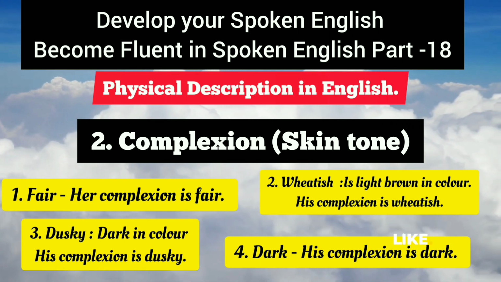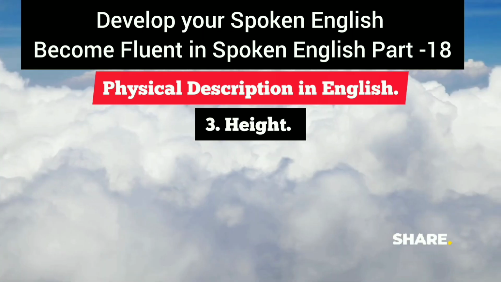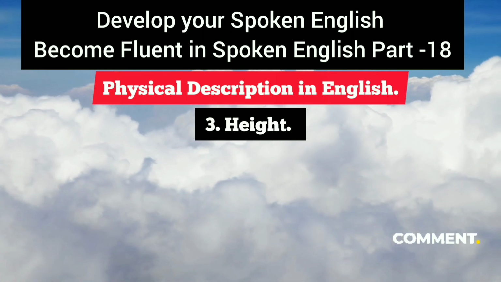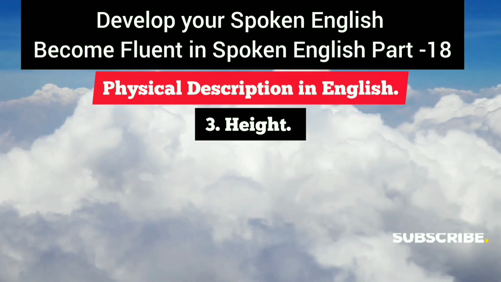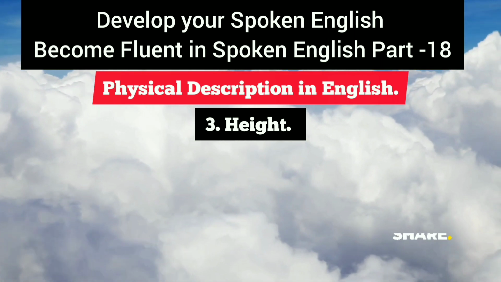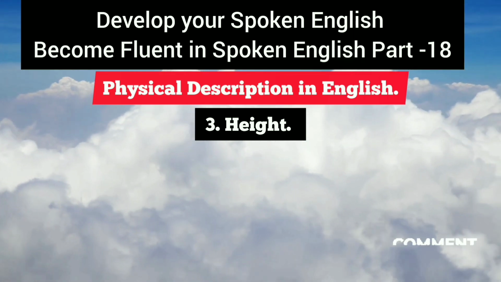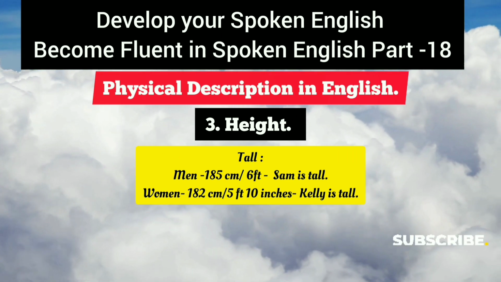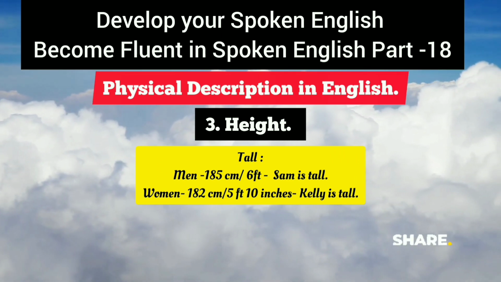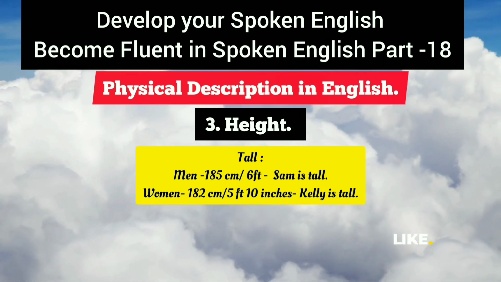Up next, we are going to turn our attention towards the third category, where we must know how to describe someone's height, which is quite important. So I'm going to show you how to describe someone depending upon the person, and there are three main categories. As you see, a person can be tall. So as you see on your screen, a person who is around 185 centimeters or around 6 feet is tall. So you can say Sam is tall.